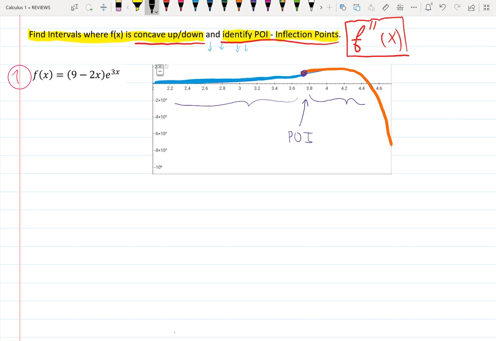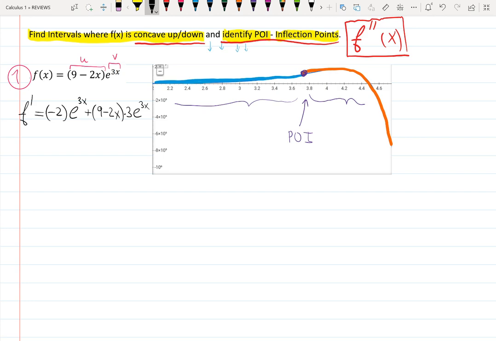We cannot jump over the process of finding the first derivative, so let's find the first derivative first. F prime: in this case we need to do the product rule, u times v, a polynomial times an exponential function. Derivative of u is -2, copy v, e to the 3x, plus copy u, 9 minus 2x. What is the derivative of e to the 3x? Exactly, it's 3 e to the 3x. The 3 pops out due to the chain rule. And I will keep this function just like that.